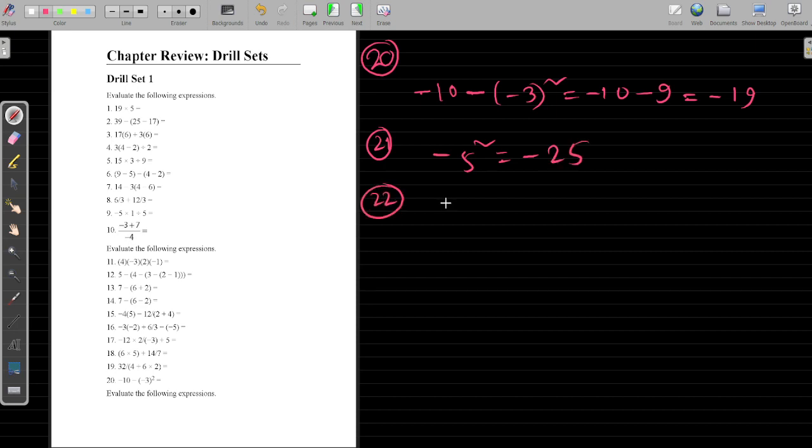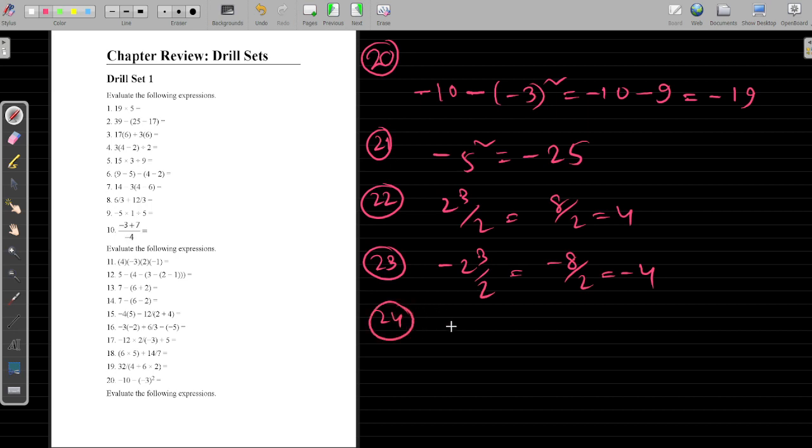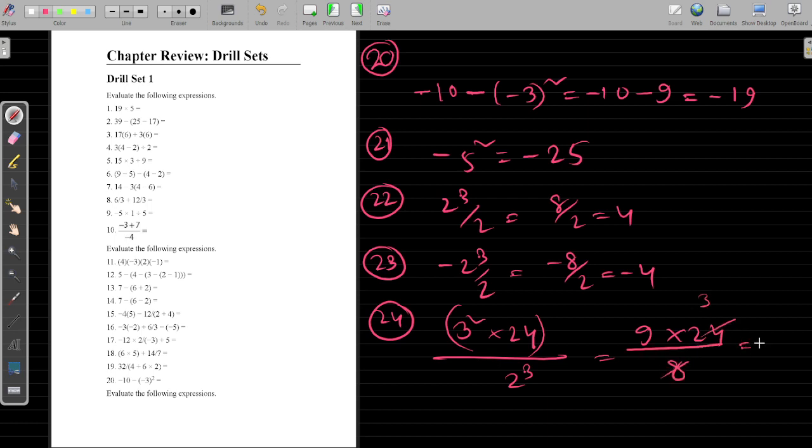Then 22 number means 2 cube by 2 means 8 by 2 means 4. Then 23 number will be minus 2 cube by 2, minus 8 by 2 means minus 4. Then 24 is 3 square multiplied by 24 divided by 2 cube. That means 9 multiplied by 24 divided by 8. Then this one, that will be 27.